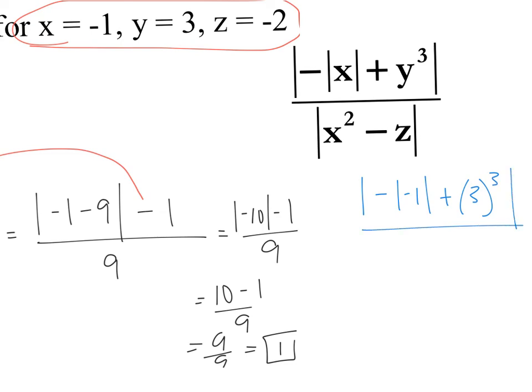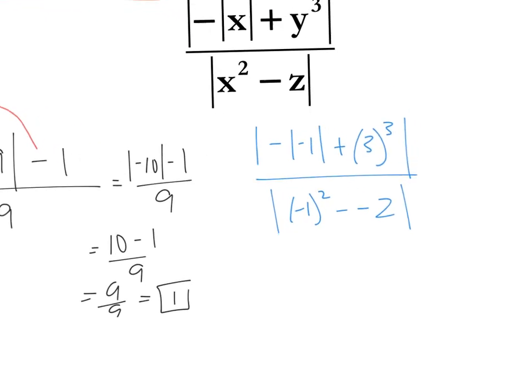So I try and make my absolute value bars much longer than my ones, just because it gets confusing if it looks like you have a bunch of ones in the numerator. So just kind of be mindful of that. And then absolute value in the denominator, x squared, so -1 squared, minus z is -2. So I'm going to put that double negative there. Okay, so now I've plugged everything in.